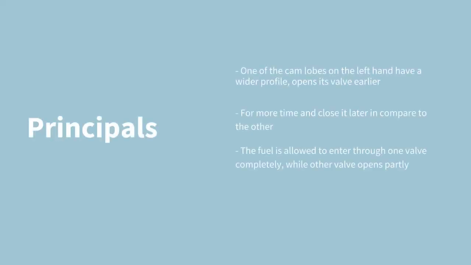So the principle of VTEC Honda: one of the cam lobes on the left-hand side has a wider profile, opens its valve earlier, stays open for more time, and closes later compared to the others. And lastly, the fuel is allowed to enter through one valve completely while the other valve opens partially.